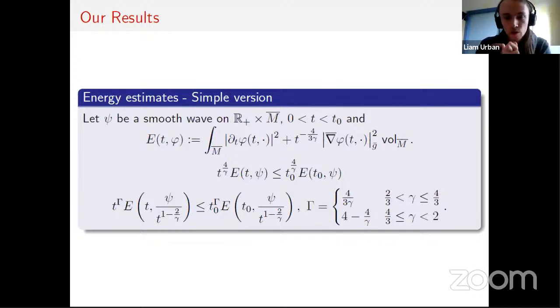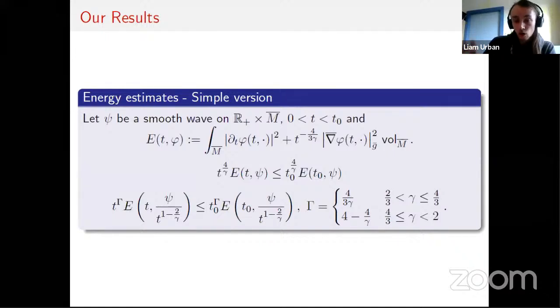In our case, we look at the L2 norm of the time derivative of a wave and the L2 norm of the gradient rescaled by the expansion rate. So basically, this is just the homogeneous H1 norm on our spacetime, only that we integrate this entire thing not over some adapted surface, but really over just the spatial manifold without any further adaptation.